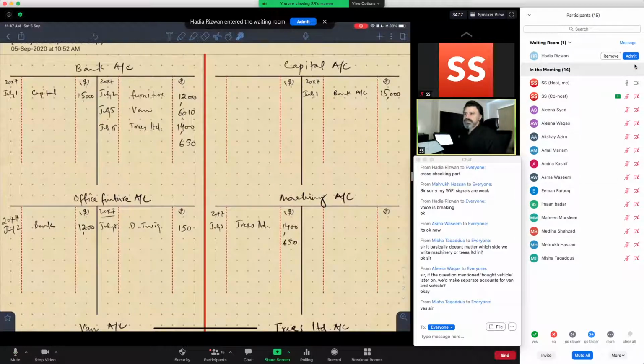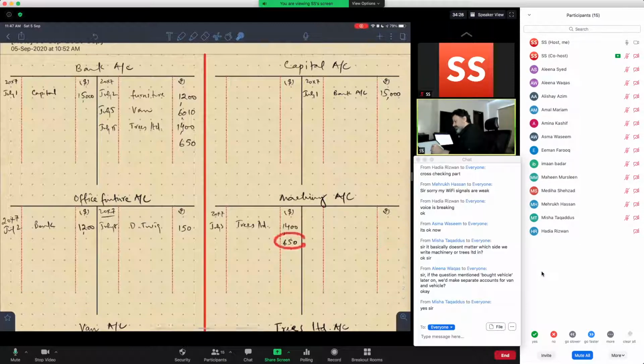Okay. So we put 650 on the debit side of the machinery account and 650 on the credit side of the bank account. Now we are going to fill in the dates and the cross references. The date is July 31st and July 31st. And in bank account, we are going to refer to machinery. And in the machinery account, we are going to refer to the bank account.